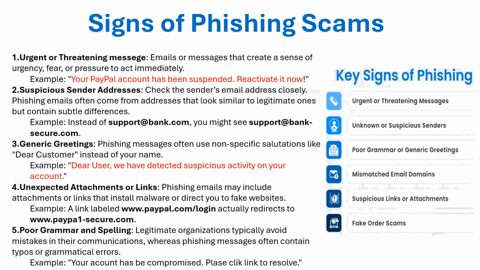Phishing emails often come from addresses that look similar to legitimate ones but have some kind of difference. For example, instead of support@bank.com, you may receive support@bank-secure.com. They want to show you that they are from the bank, and from a secure bank. Phishing messages are also often non-specific.